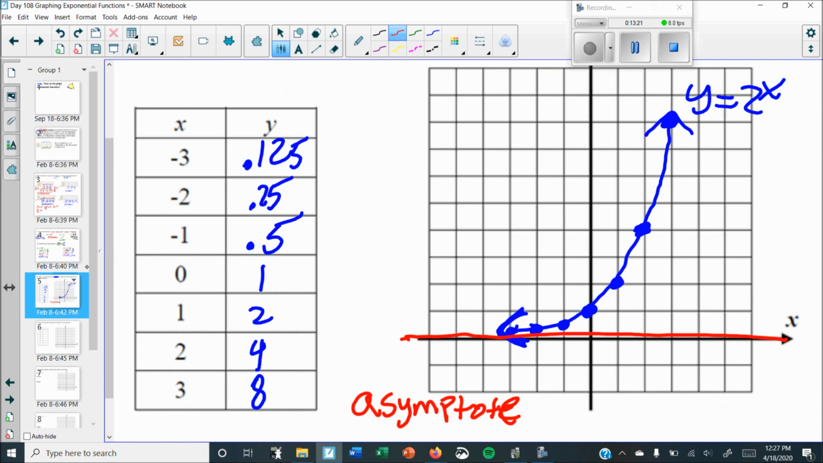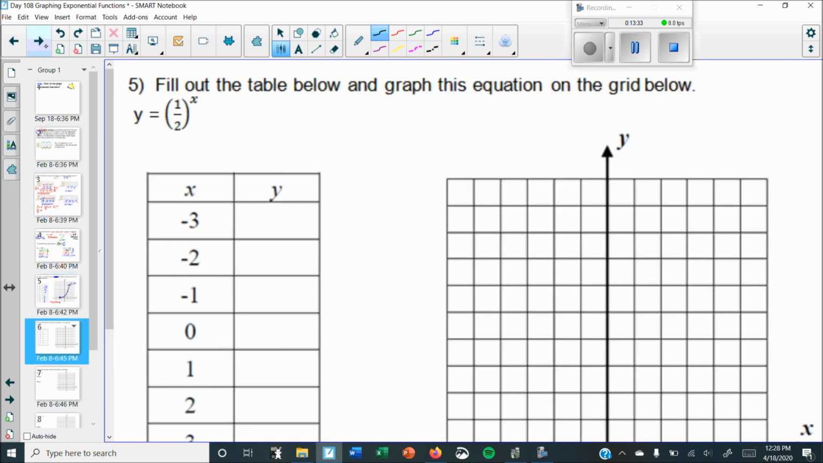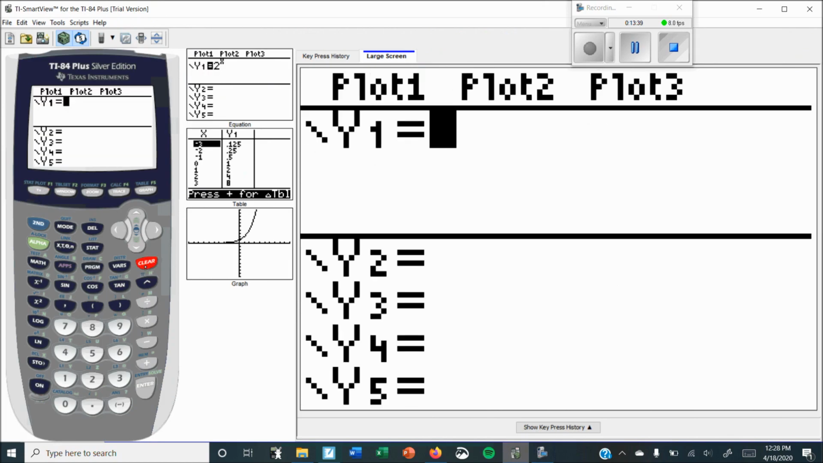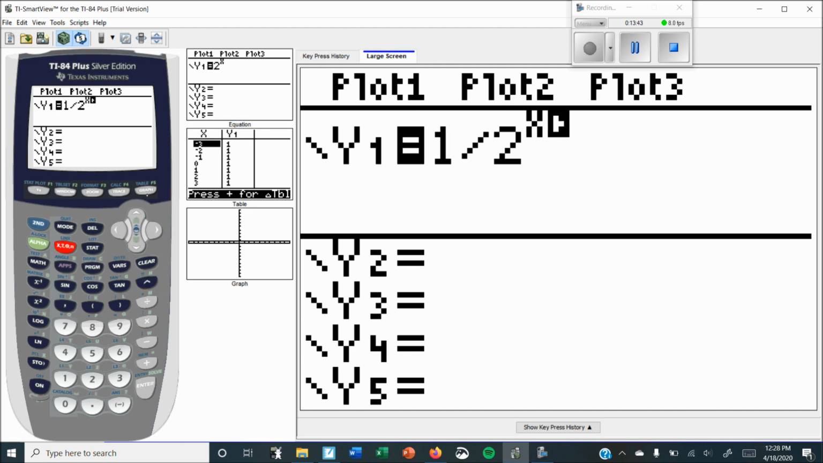So this would be an example of exponential growth. Because remember how you read graphs from left to right? Do you see how it starts off slow and now it's growing? So that's why we call that exponential growth. So now let's look at the next one. So y equals a half to the x. So let's graph this. Y equals a half to the x.